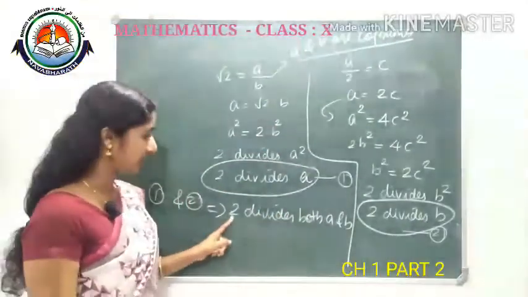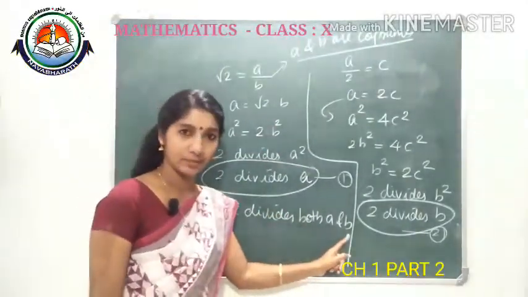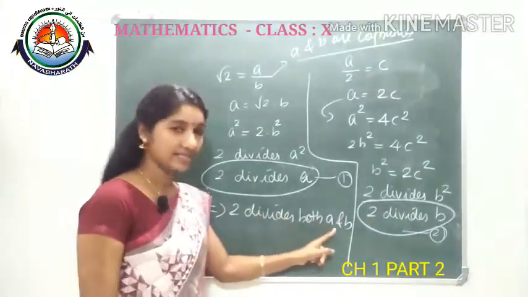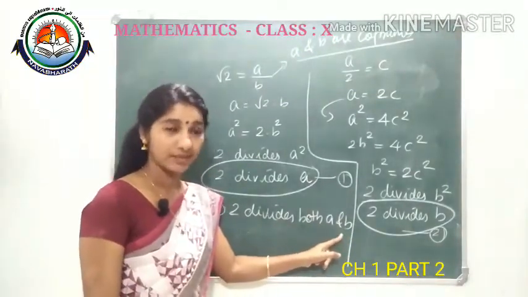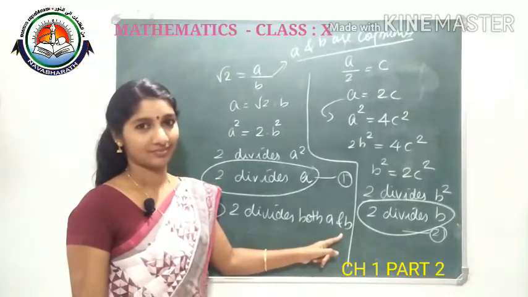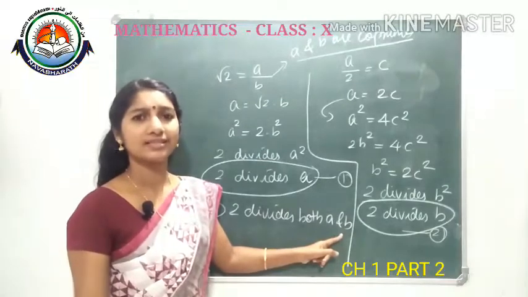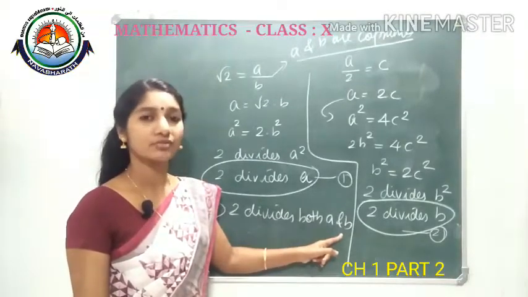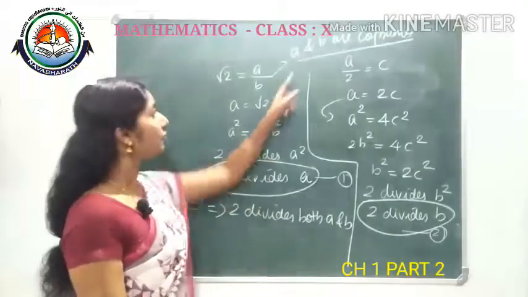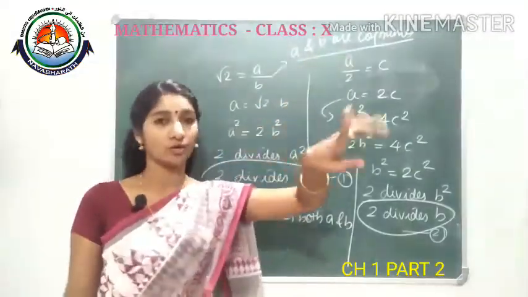Okay, so after reaching here, 2 divides both A and B, you need to write this makes a contradiction for the statement A and B are co-primes. Okay, why did we get this sentence? Because our assumption was wrong. For which sentence did the contradiction happen? For this one, we assumed A and B are co-primes.